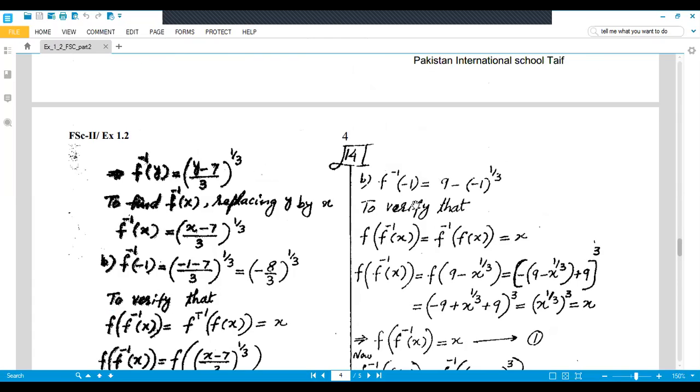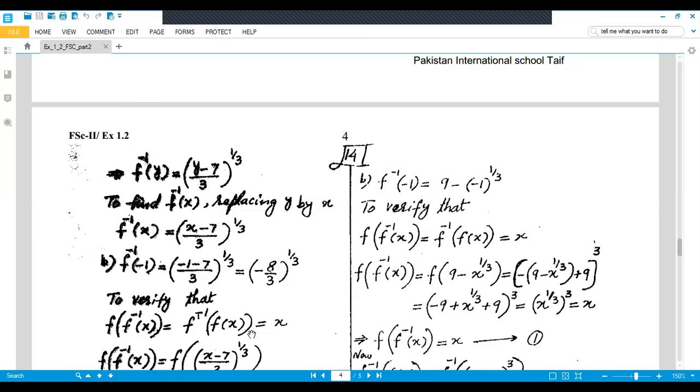Now you have to find f inverse of minus 1. Where you find x, you put minus 1. So you get (9 minus (minus 1)) to the power 1 over 3. To verify this function, just like we did in the first and second parts, take f of f inverse x. So we write f, and in place of f inverse x we put its value.